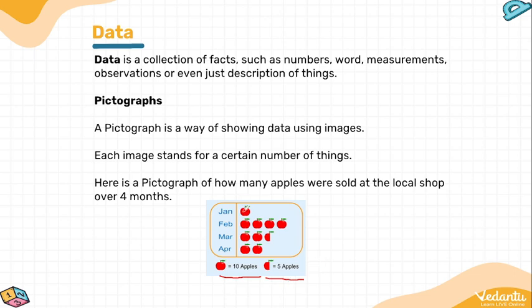Okay, so if I want to get the information on how many apples were sold in the month of January, it would be very simple: 10. If it is asked for February, each apple is equivalent to 10 apples. So 1, 2, 3, 4. 4 into 10 gives 40. For the month of March, 1 and 2, that is 2 complete apples, that is 20. And the other is a half apple, that means 25. And the last one is 20.